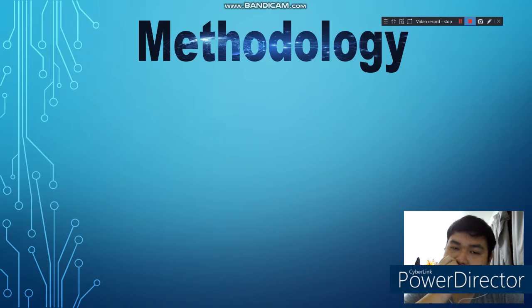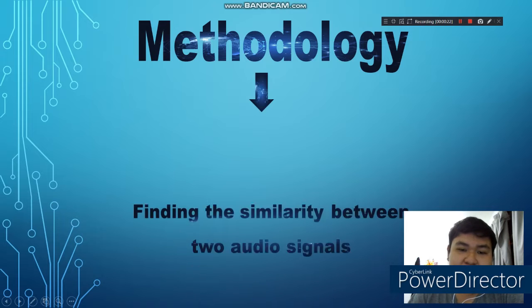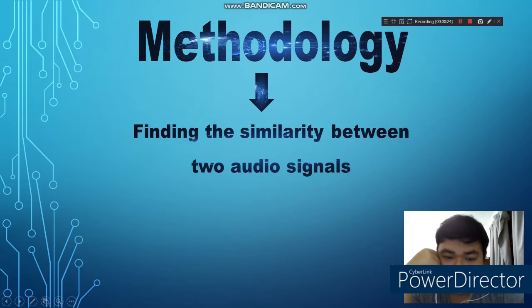So today I'm going to discuss the methodology for our group project. First we need to find the similarity between two audio signals. So we use the cross correlation method to complete our task.